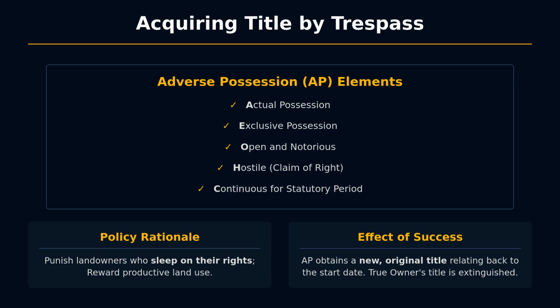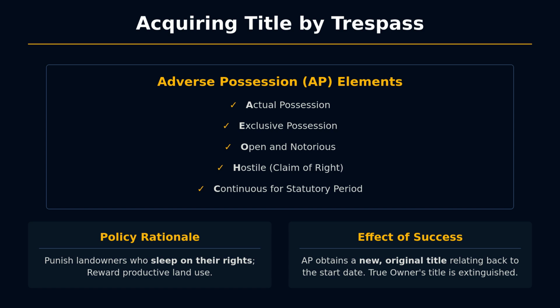A trespasser can legally acquire perfect title to real property. Adverse possession is the mechanism transferring title from the true owner to a trespasser who satisfies 5 specific common law elements for the duration of the statutory period. These required elements are actual, exclusive, open and notorious, hostile, and continuous. Failure to satisfy any single element defeats the adverse possession claim entirely.